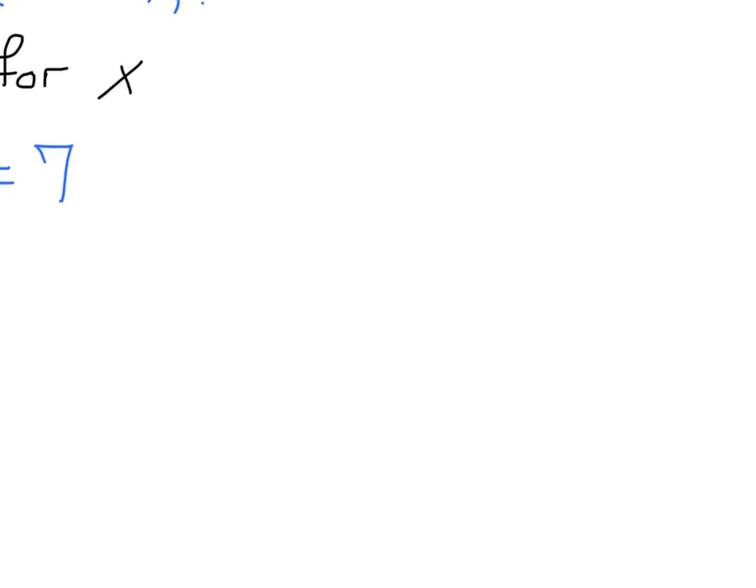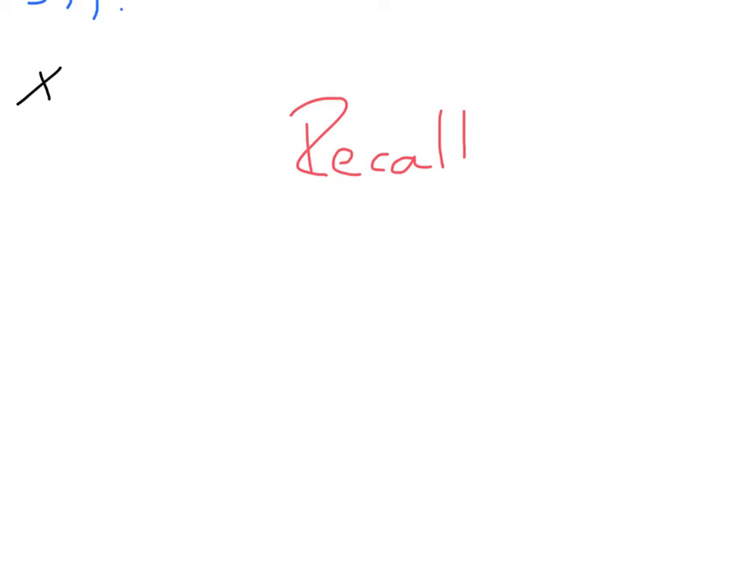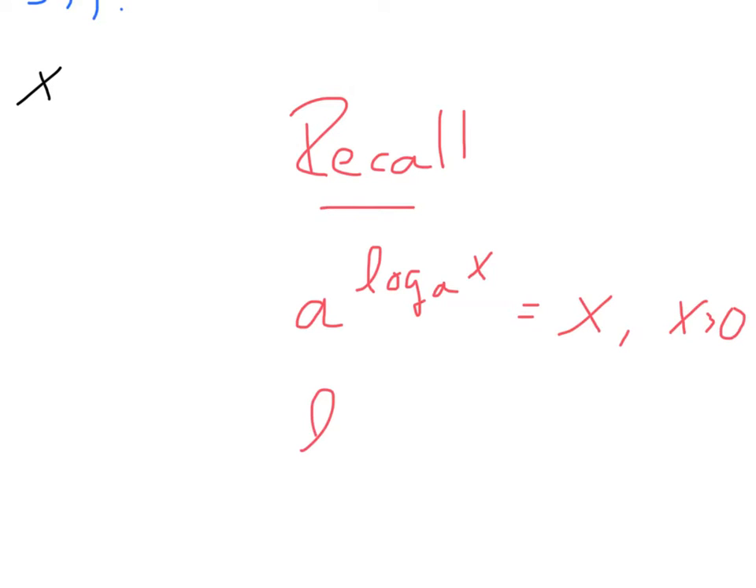So in particular, maybe we'll write this over here. Remember, what do we have? Well, recall then that we always have that a to the log base a of x is always equal to x, provided that x is in the domain of that logarithm, which is to say provided that x is bigger than 0, and log base a of a to the x is always x.